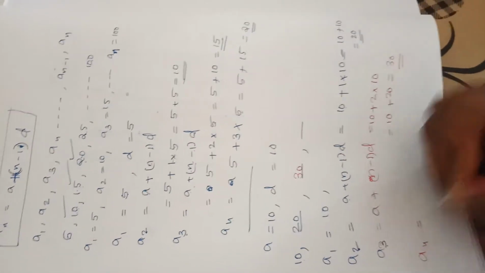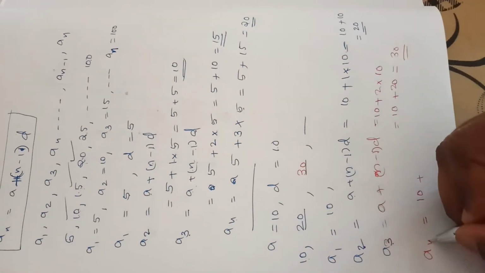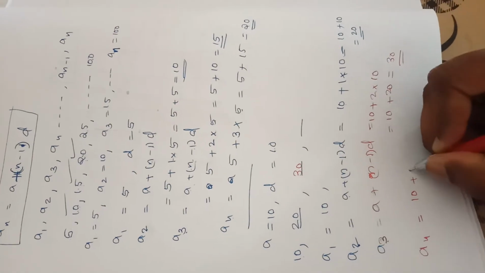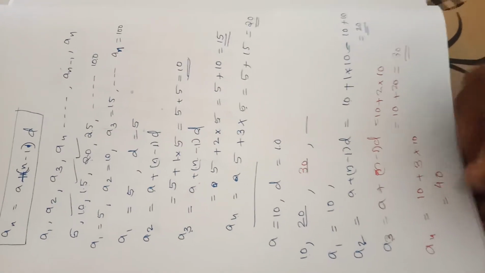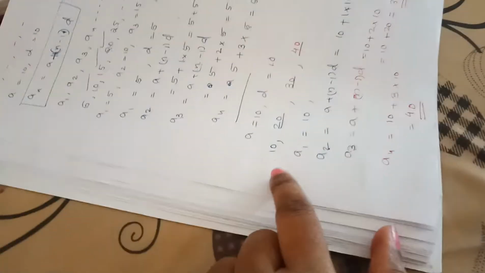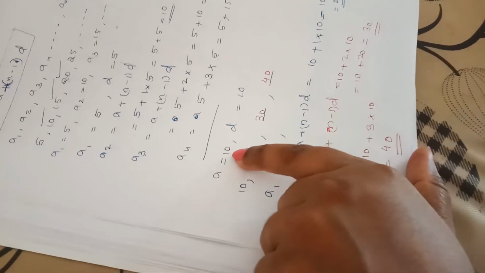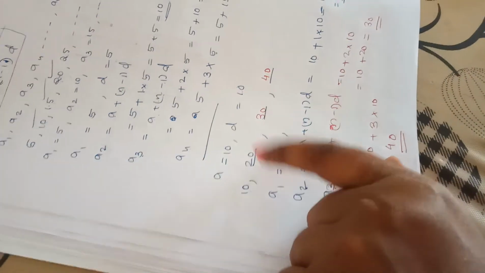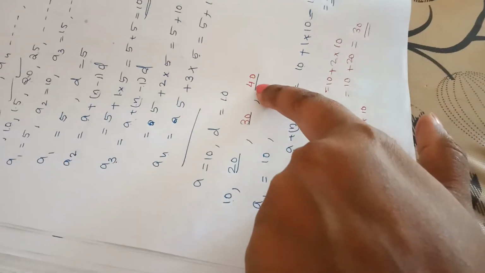A4, which is equal to the same equation, 10 plus (n minus 1), 4 minus 1, 3 into 10, which is equal to, we will get 40. So the fourth term is 40. So by using the same equation, see this: 10 plus 10, 20. First term plus common difference, 20. Again 20 plus common difference, 30. 30 plus common difference, 40.